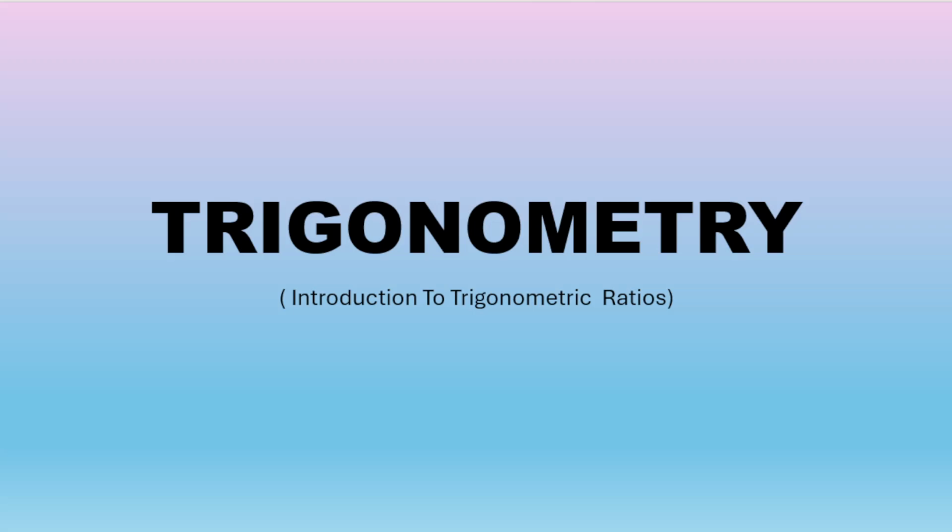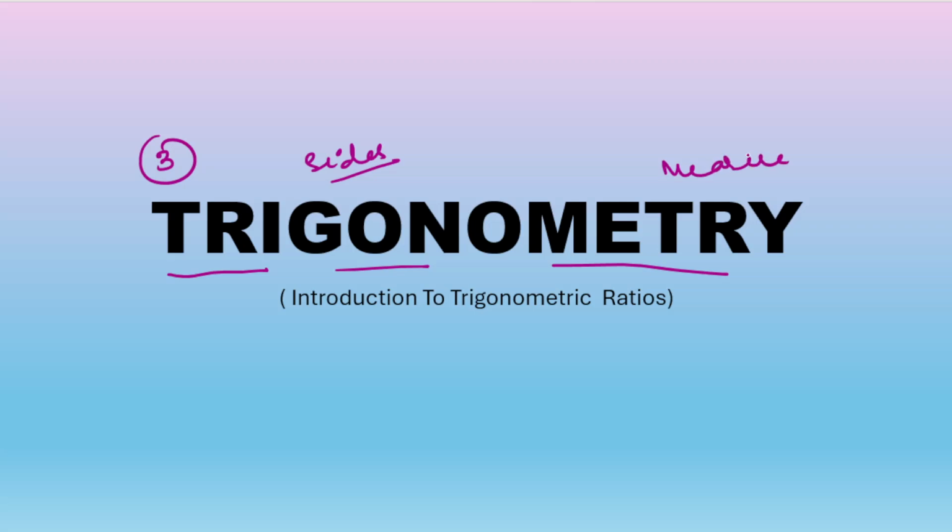Let's discuss trigonometry. So first we discuss the meaning of the word trigonometry. Trigonometry consists of three words. First is tri, second is gon, and third is metry. The tri means three, gon means sides, and metry means measurement. So what we are going to do is measure the three sides, that is, measure the sides of a triangle, because a triangle is made up of three sides.